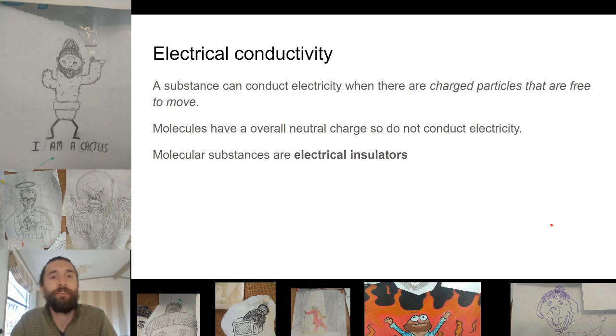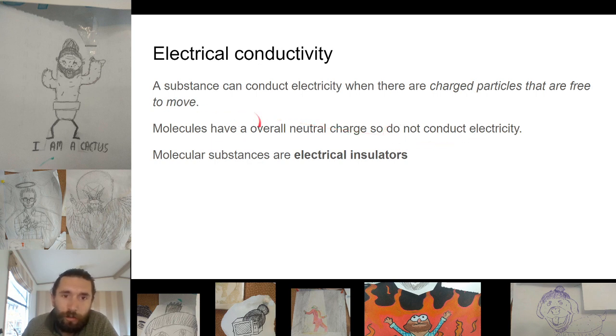Electrical conductivity. We looked at electrical conductivity with ions, and basically what I said is a substance can conduct electricity when there are charged particles that are free to move. You asked about the electrical conductivity of a molecule or a molecular substance. You can be certain that it does not conduct electricity.